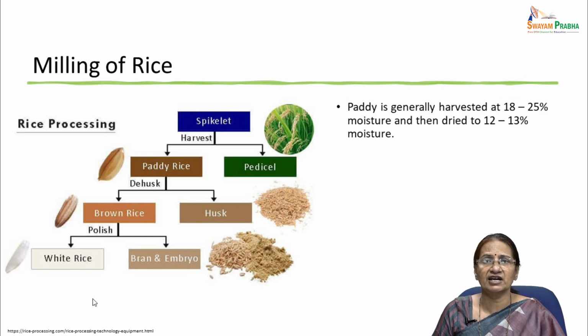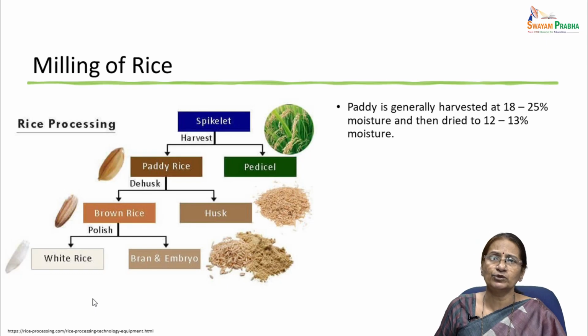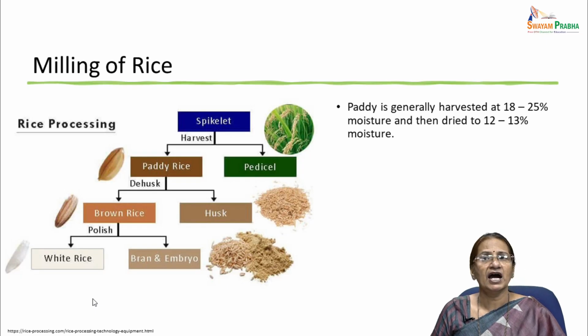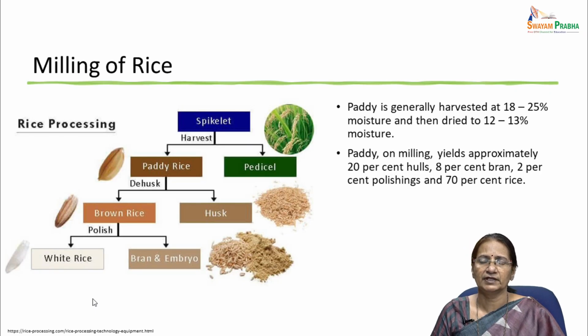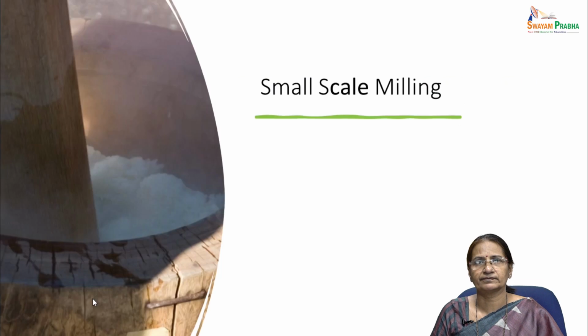Paddy is generally harvested at 18 to 25% moisture and then dried to 12 to 13% moisture either on the farm or at the mill before processing. Paddy on milling yields approximately 20% of hulls, 8% bran, 2% polishings and 70% rice.